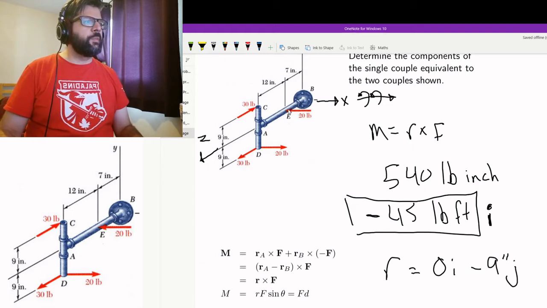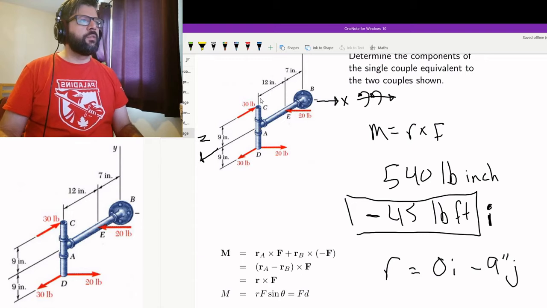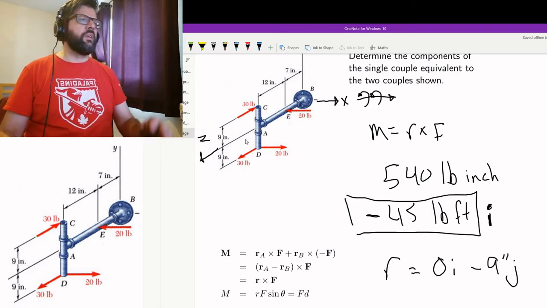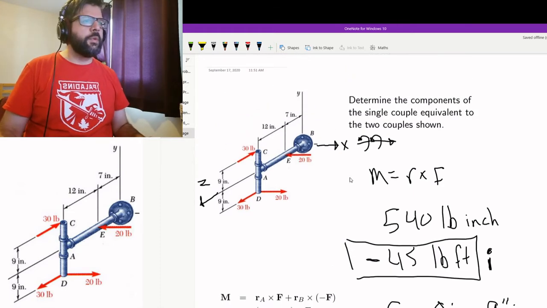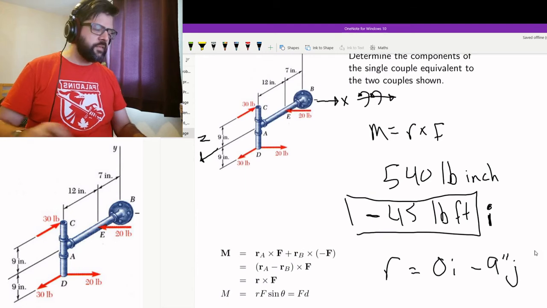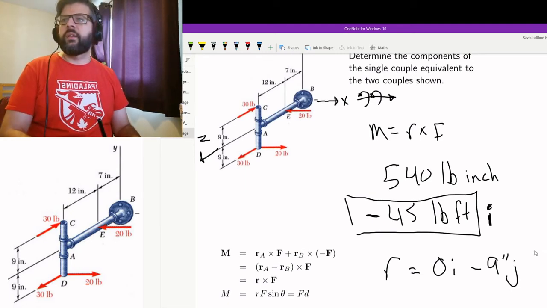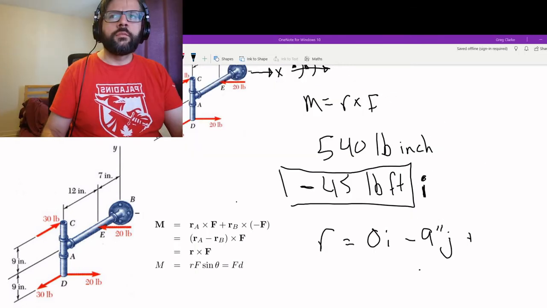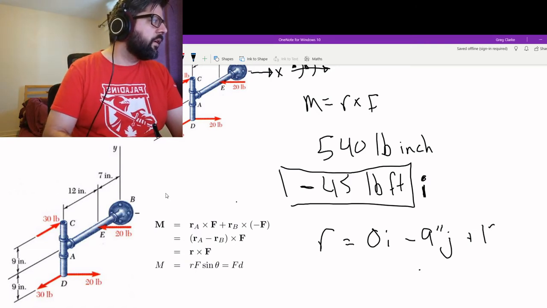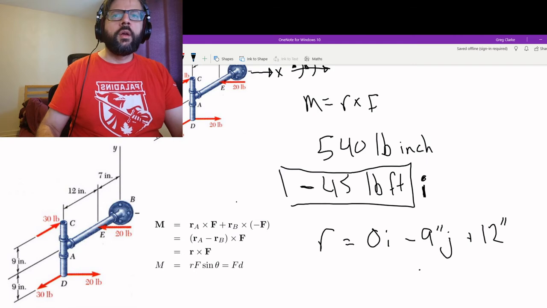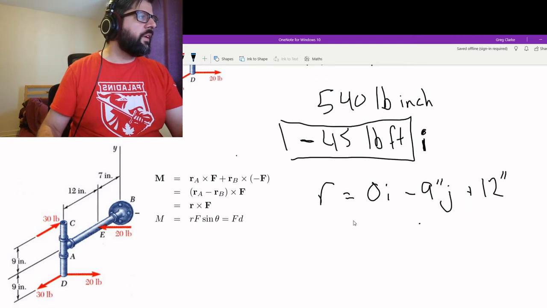And then we got our displacement from E to D, 12 inches here. And again, that's in the positive Z direction because the Z axis was defined based upon our right-hand rule. So that will go here. Oh, that's our 12 inches K. Okay, so we've got that.